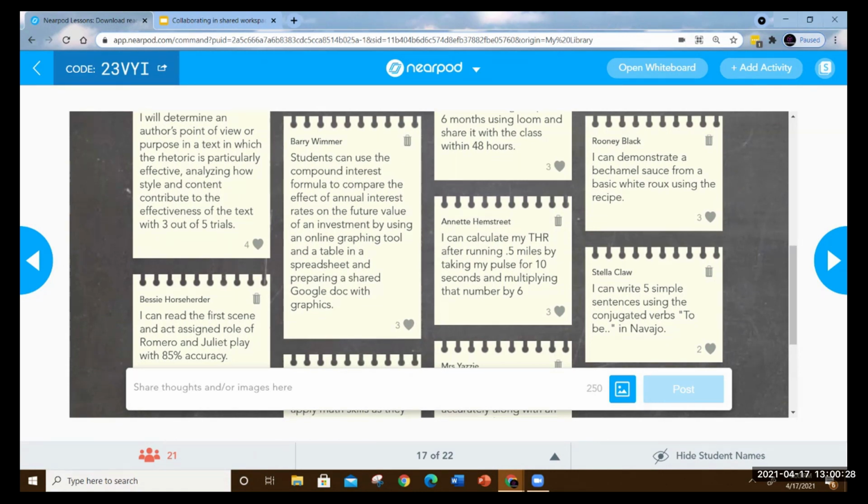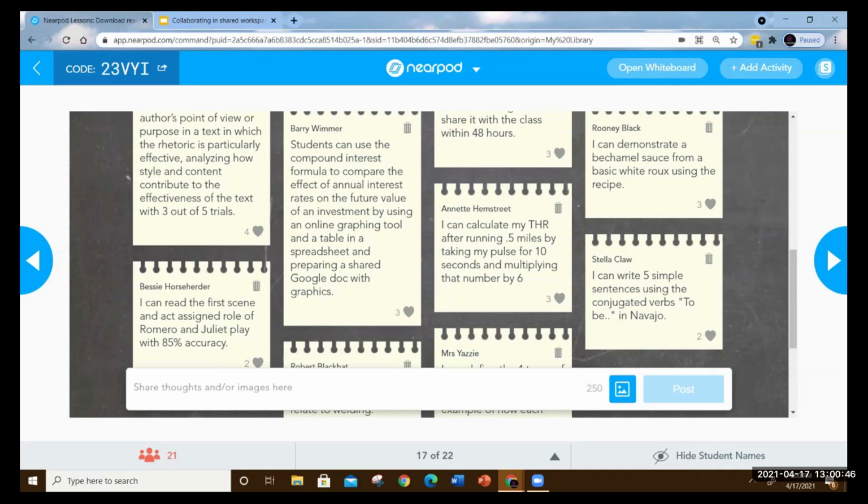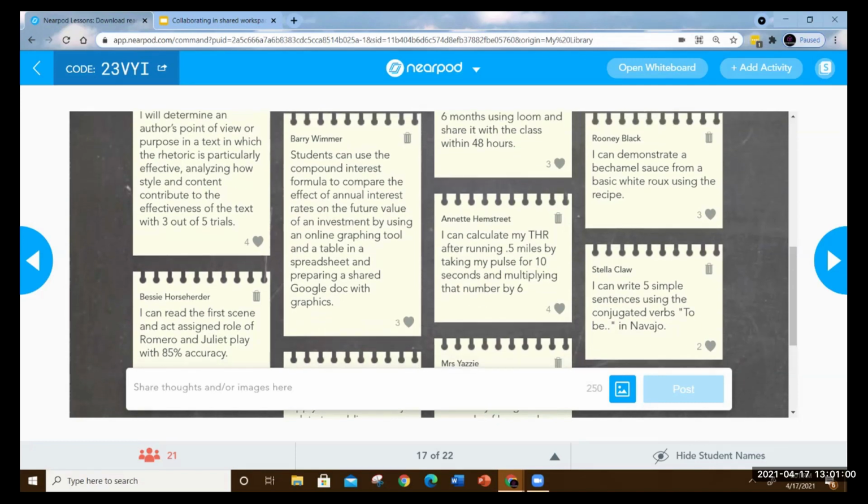Gotcha. So a feature of investment by using an online graphing tool. Students, and a table and a spreadsheet and prepare to share Google Docs with graphics. Okay. So I'm thinking on yours, Barry, for a second here. We use spreadsheets sometimes to show.